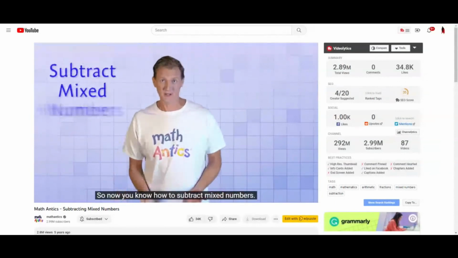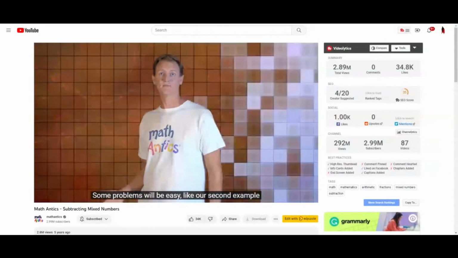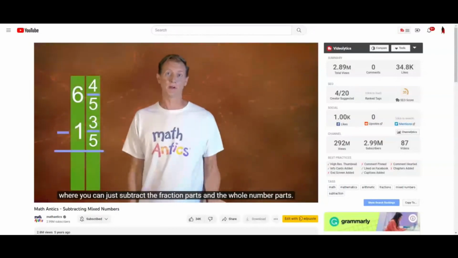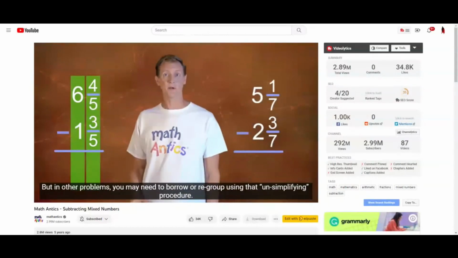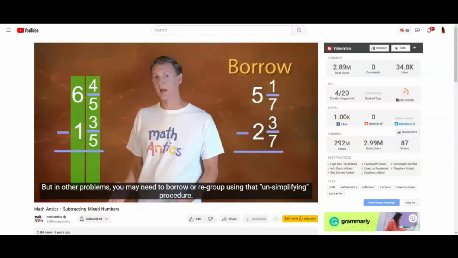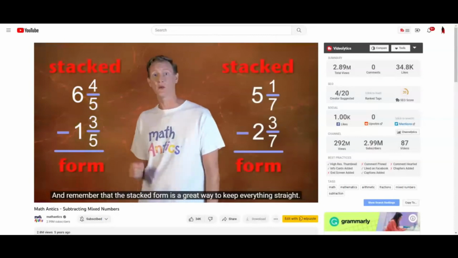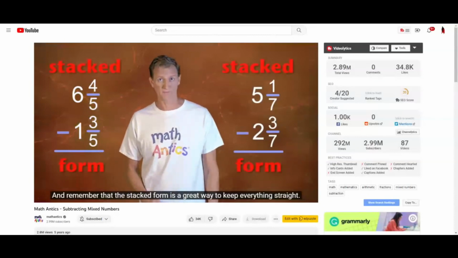So now you know how to subtract mixed numbers. Some problems will be easy, like our second example, where you can just subtract the fraction parts and the whole number parts. But in other problems, you may need to borrow or regroup using that unsimplifying procedure. And remember that the stacked form is a great way to keep everything straight.